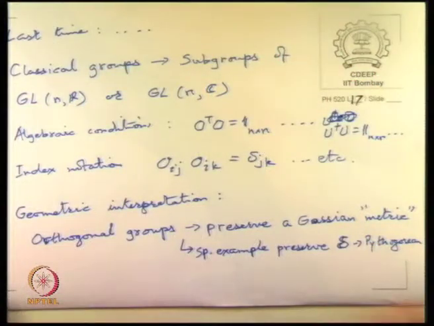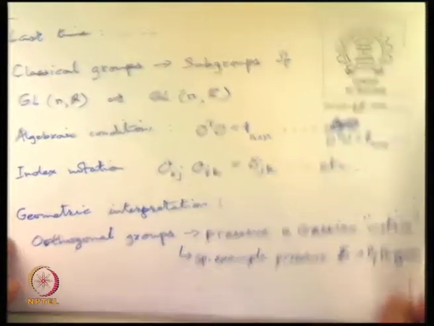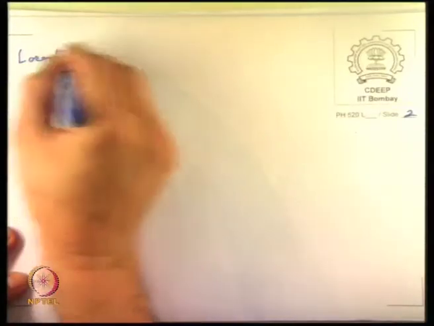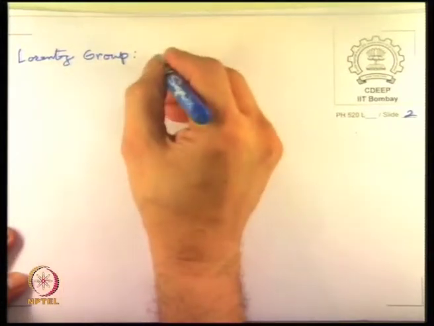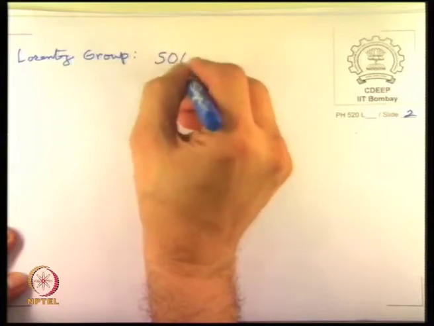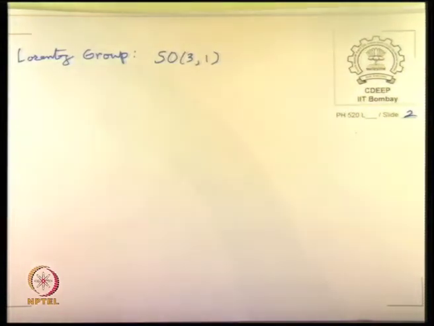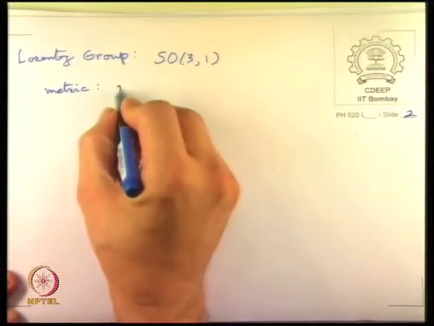For the Lorentz group, we introduced the metric (1, -1, -1, -1). It is SO(3,1) in the algebraic sense. It preserves metrics of 3 plus signs and 1 minus sign, and we write the metric to be eta.